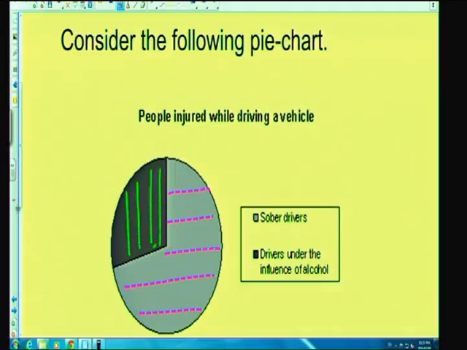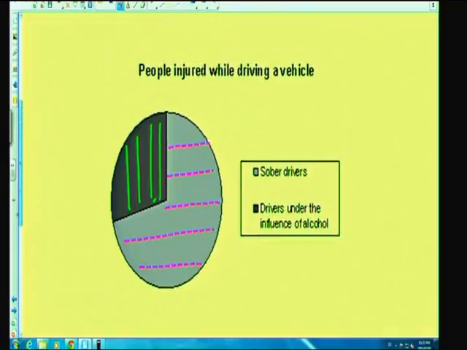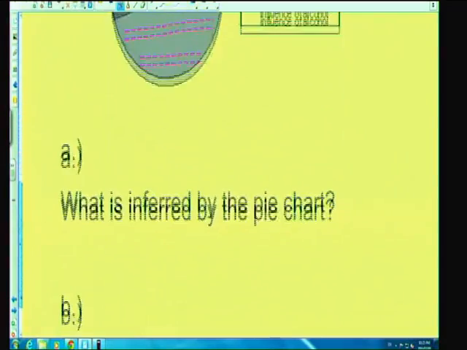Okay, now it goes on and it says, what is inferred by the pie chart? Well, I'm sure you're all looking and thinking, well, it seems like you have more accidents when you're sober than when you are not. So maybe it's better drinking than driving, which is a ridiculous assumption. So for me, that's what it's saying to me. It's more so that people had accidents. Okay, so let's see what the next question is. So that's what we need to answer for this.